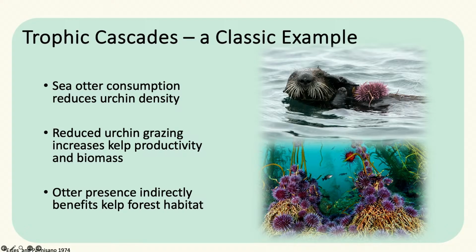I probably don't need to go through this example with this group, the classic trophic cascade involving sea otters consuming sea urchin grazers, reducing the urchin population density, which then results in a release for forest-forming or canopy-forming and understory kelp. So, cascading effects of the predator onto the entire community.